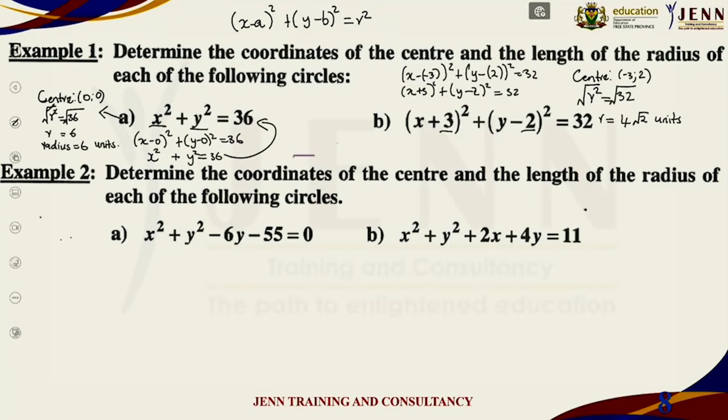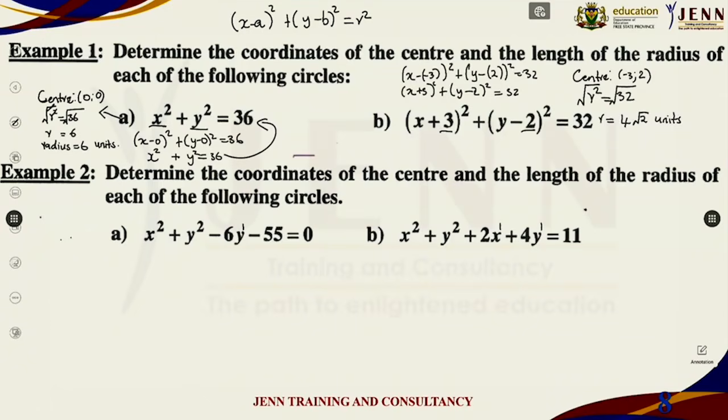When I look at x squared plus y squared minus 6y minus 55 equals 0, which variable has an exponent of 1? It will be y, whereby its coefficient is negative 6. Then when we go to b, we go to variables whose exponents are 1. What is the exponent of x? It's 1. What is the exponent of y? It's 1. That is where our focus should be in terms of completing the square.